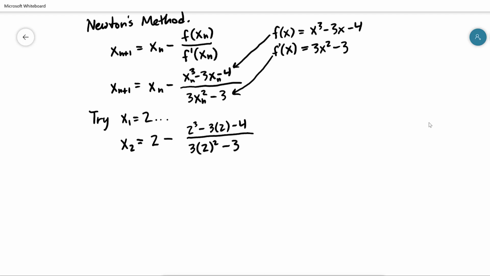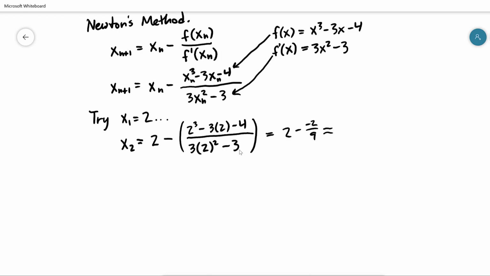And I'm just going to plug these numbers into a calculator. I mean, we could do it by hand if we wanted to. These are all going to be integers and we'll just get a fraction. But basically, we'd have 8 minus 6 minus 4, so 8 minus 6 is 2, minus 4 is going to be negative 2 in the numerator. Down here we'll have 2 squared is going to be 4, times 3 is going to be 12, 12 minus 3 is 9. This winds up being 2 minus negative 2 ninths.